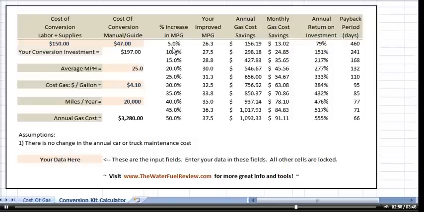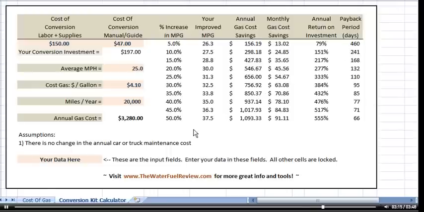And if you were able to improve your miles per gallon by 5%, you would save annually about $156. So your annual return on investment would be about 79%. And you could pay back your investment in 460 days.